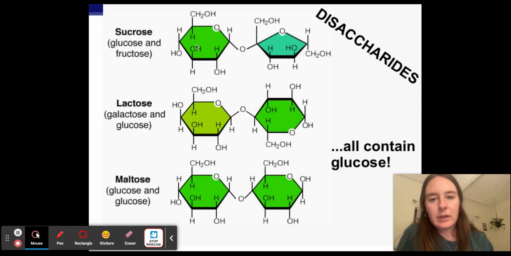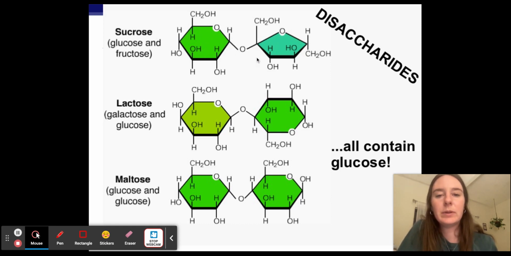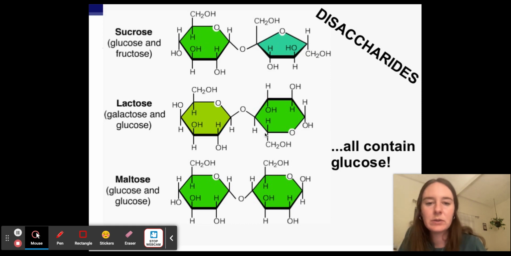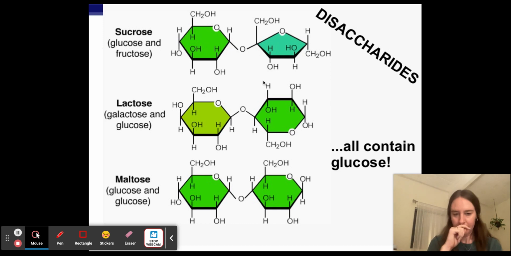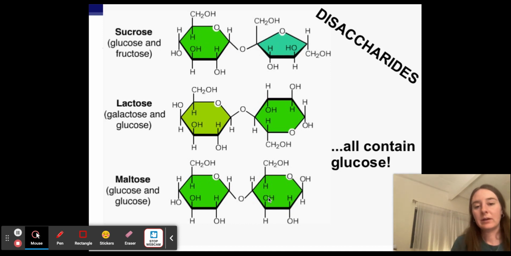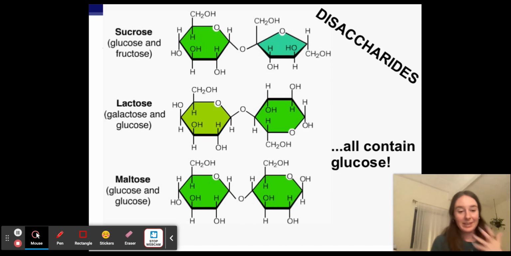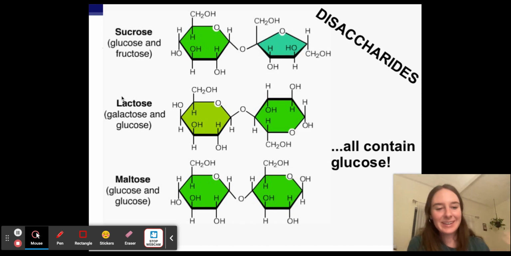So sucrose, on the left we have a glucose molecule bonded to a fructose molecule. When you put those two together, you make sucrose. Lactose, right here we have galactose bonded to glucose, makes lactose. Here we have maltose, so glucose and glucose bonded together make maltose. Now, this is in the food that you eat. So sucrose is in your sugar, lactose is in your milk.